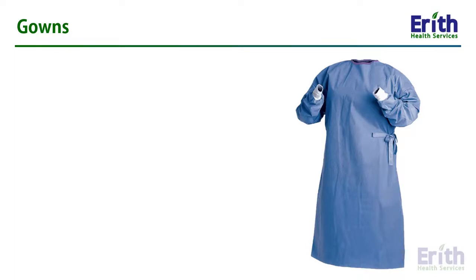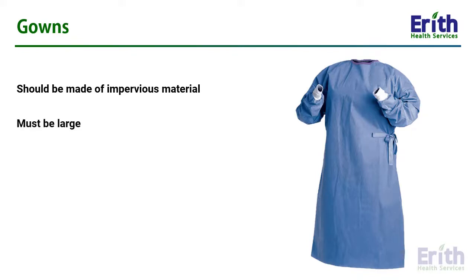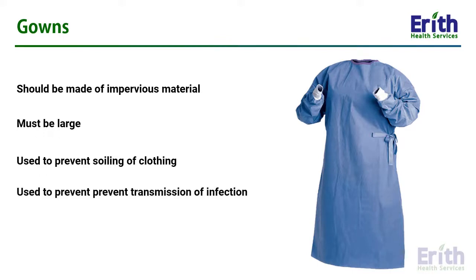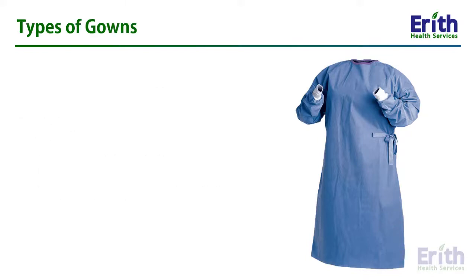Gowns. Gowns should be made or lined with impervious material to protect all areas of exposed skin. They must be large enough to cover the entire clothing of personnel and protect all areas of exposed skin. They are used to prevent soiling of clothing when taking care of patients. They are also used to prevent transmission of infection from clothing and body. When there is increased risk of exposure to blood and body fluids, gowns are also used.